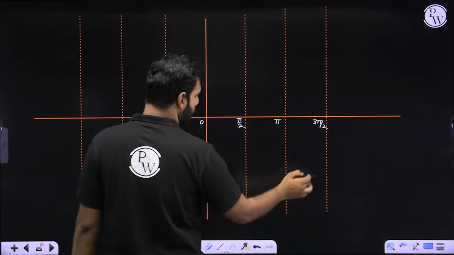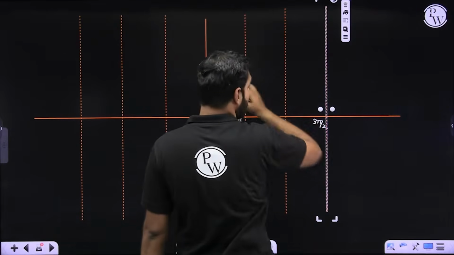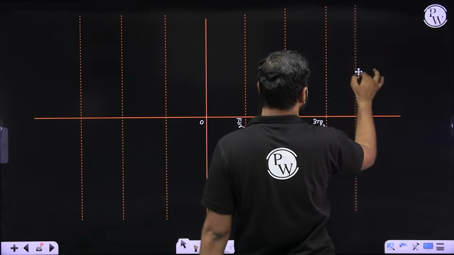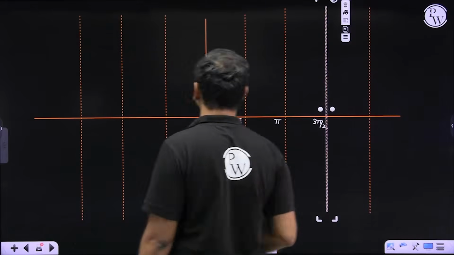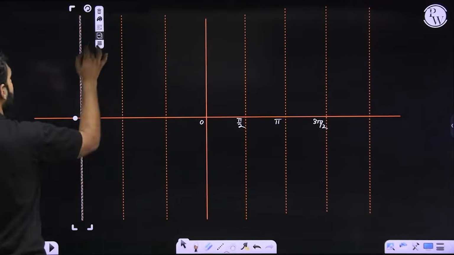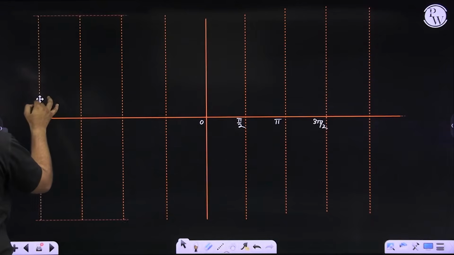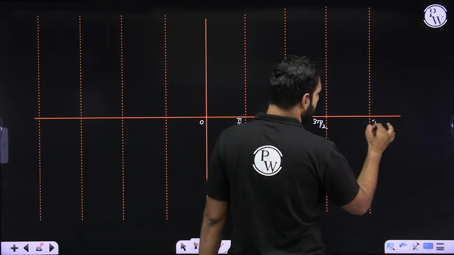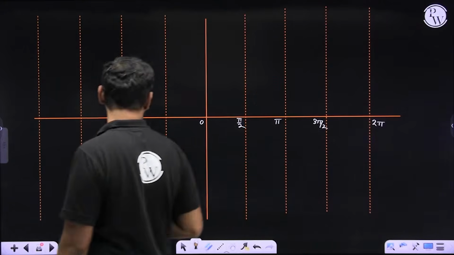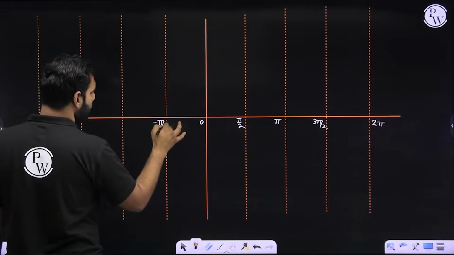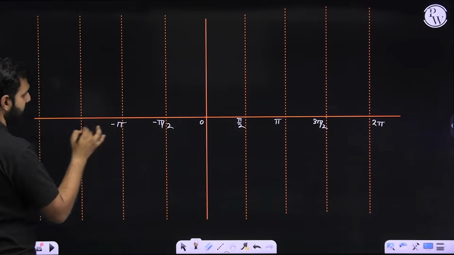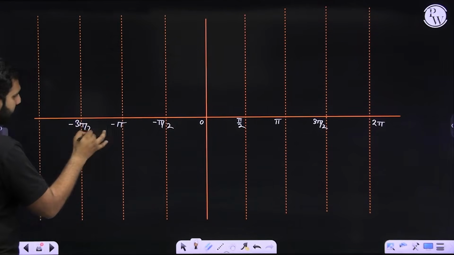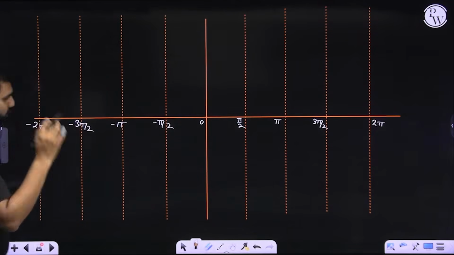Let me draw one more line because there I'll have 2 pi, right? This is going to be 2 pi. And here, if I take a copy of it, it possibly is going to be minus 2 pi. Let me check it. So 2 pi, 3 pi by 2, and this should be 2 pi. Same here. It should be minus pi by 2, this should be minus pi, this should be minus 3 pi by 2, and this should be minus 2 pi. I hope there is no confusion on that.